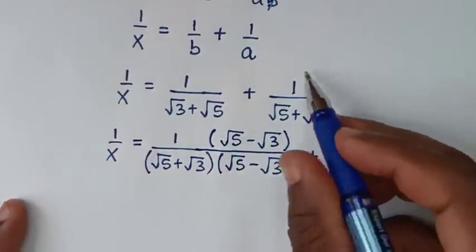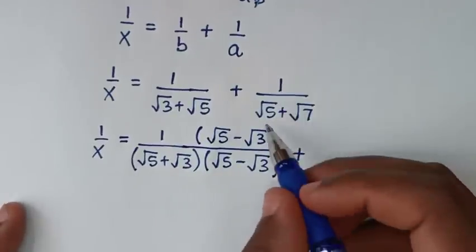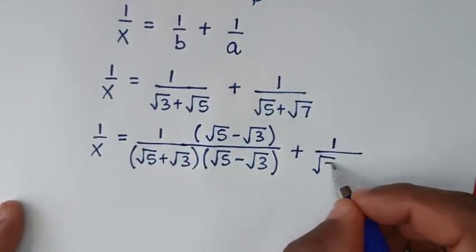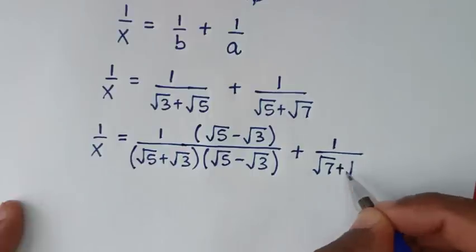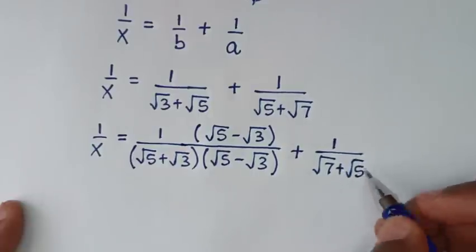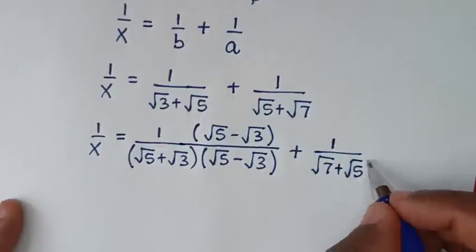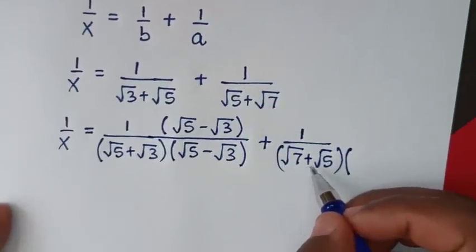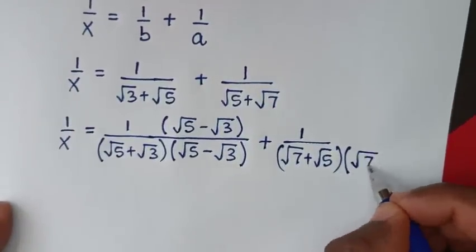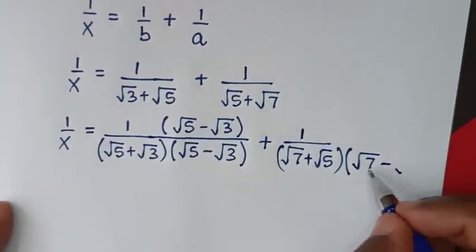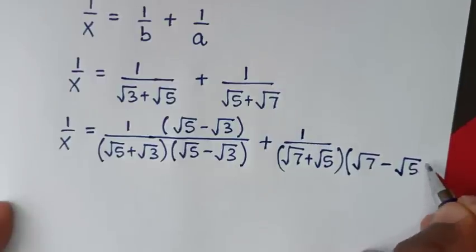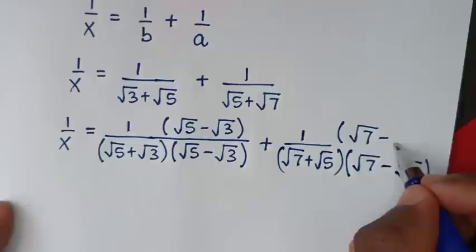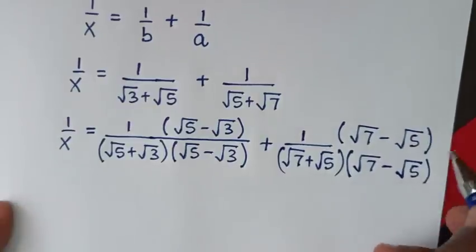Then plus this, it will be 1 over square root of 5 plus square root of 7, which is the same as 1 over square root of 7 plus square root of 5. Then we multiply by, here we have positive, so it will be negative, so it will be square root of 7 minus square root of 5, also in the numerator it will be square root of 7 minus square root of 5.